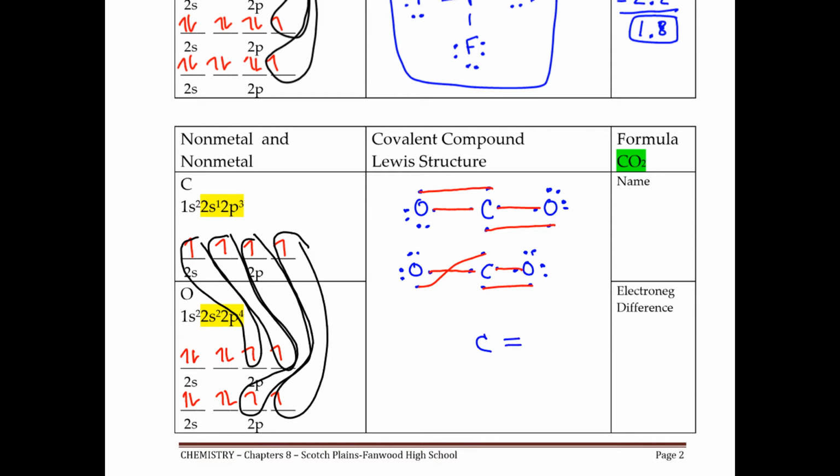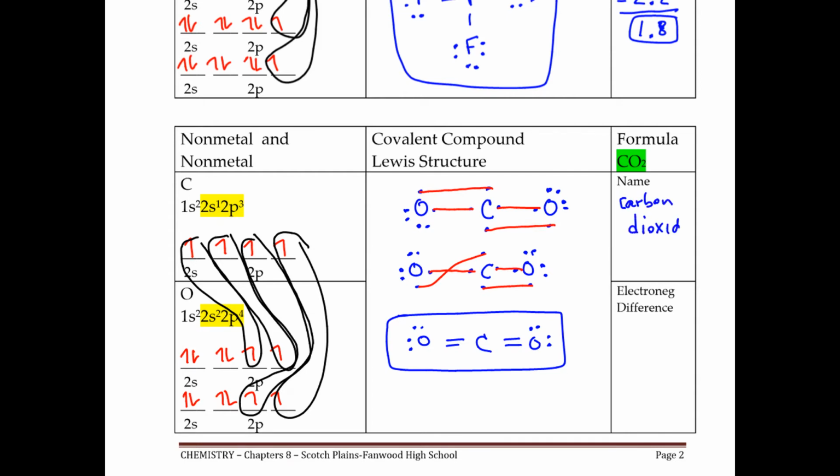You're going to go like this at the end, put a double bond between each O and the C like that, and this is going to be your final answer. When you name this, you know you use prefixes, so this is going to be carbon dioxide, and the electronegativity difference, O is 3.5, and carbon is 2.5, so this is a difference of 1.0.